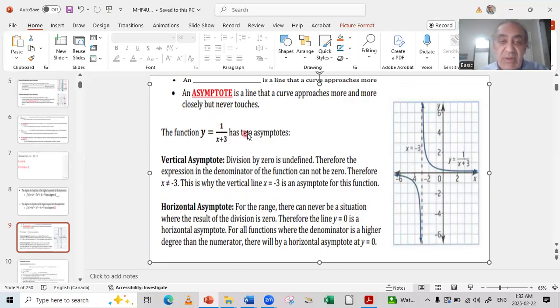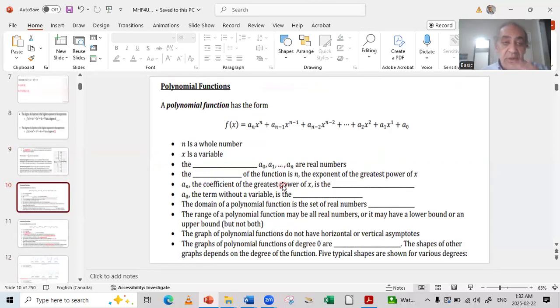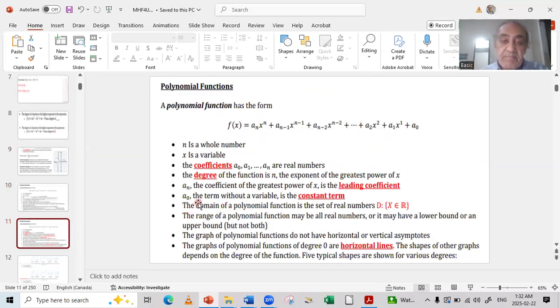For that reason, we said 1 divided by x plus 3. And in general, usually there is a y asymptote of 0 when the degree in the denominator is larger than the degree in the numerator. So here, this is a polynomial function, ax power n plus bx plus c, and so on. We always have a leading coefficient and we have a degree in any function.